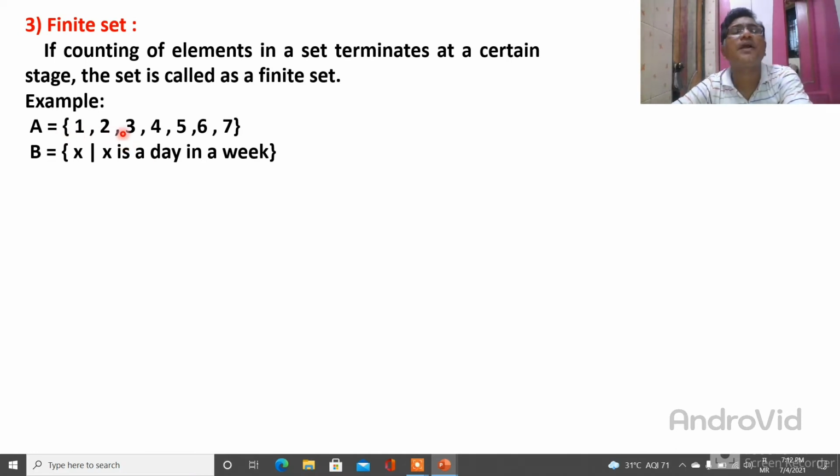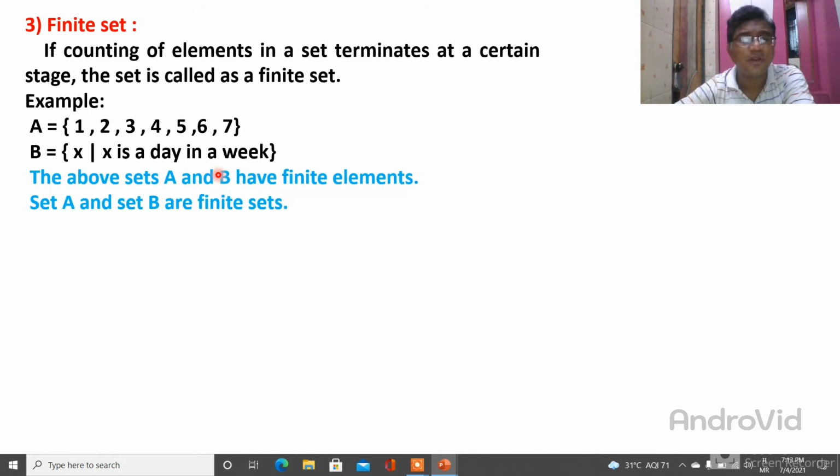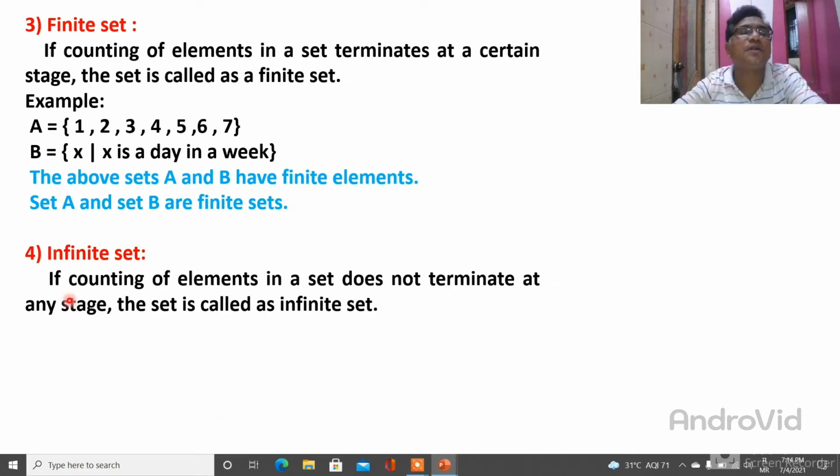See, A is called a finite set because it ends at 7. B is called a finite set because the days of the week we know and we can easily count them. So these two sets are terminated sets. Their endpoints we know. So this is called the finite sets. Another example: the above sets A and B are finite sets because their endpoints we know, where they terminate.